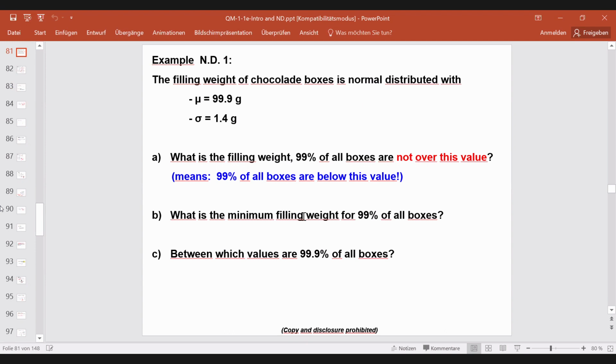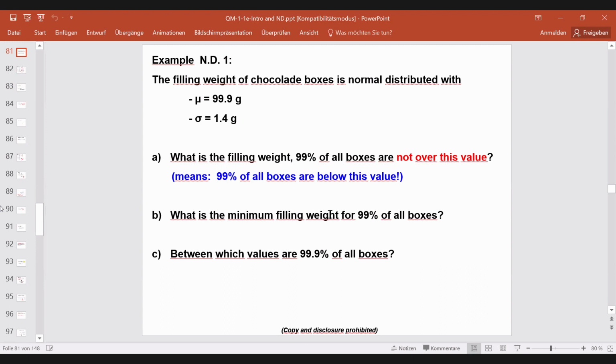Here the question is about a lower threshold. What is the minimum filling weight for 99% of all the boxes? So what is the minimum filling weight? 99% of all the chocolate boxes have a bigger weight than this minimum filling weight. So this is the question.